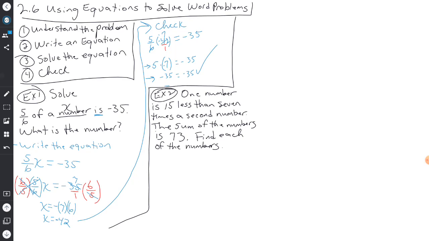So this problem here, one number is 15 less than 7 times a second number. The sum of the numbers is 73, and we want to find each of the numbers.